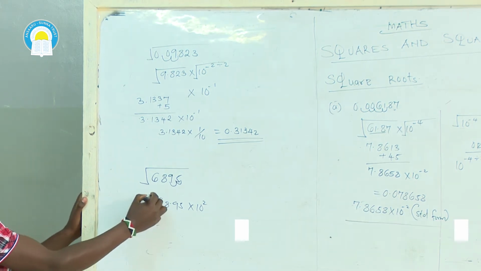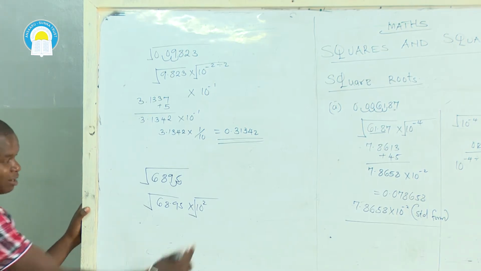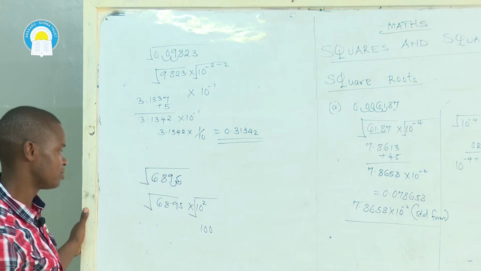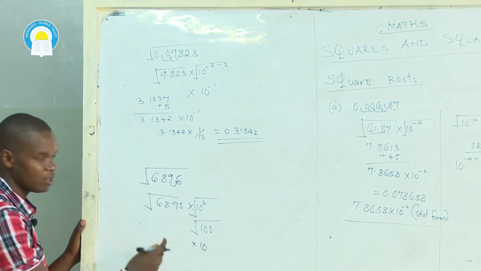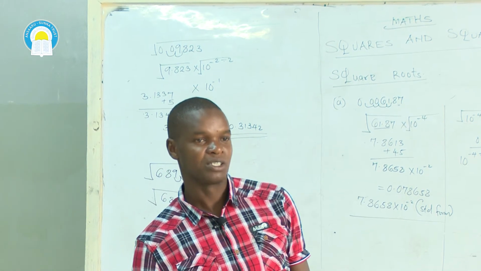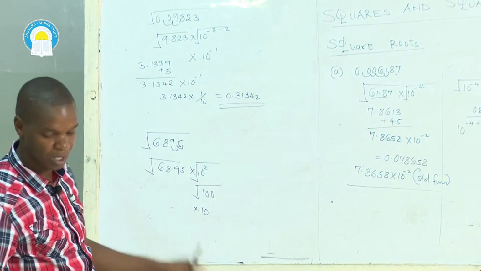So find the square root of 68.95, and find the square root of 10 power 2. 10 power 2 is 10 times 10, which is 100. The square root of 100 is 10. Using your tables, tell me the square root of 68.95. First of all, you have to find the square root of 68.9.